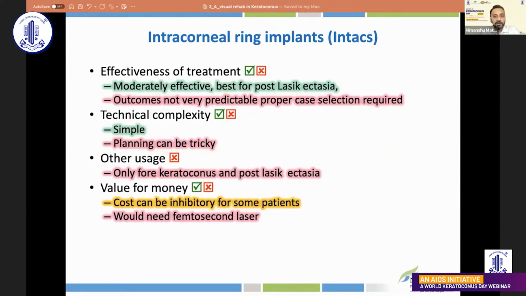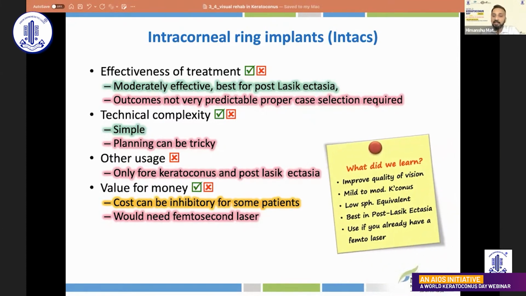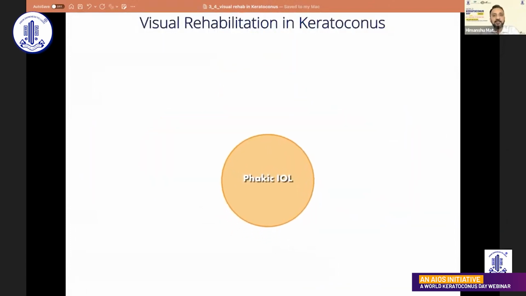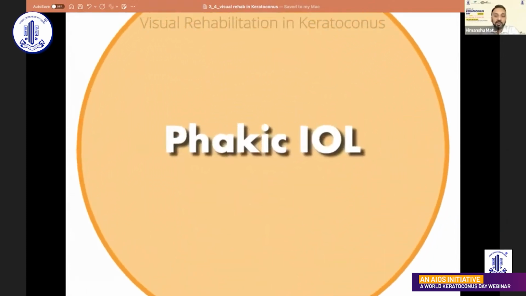Value for money, well, the cost can sometimes be an inhibitory factor for a certain patient, but if we have a femtosecond laser, this is certainly a procedure which can be considered. So what do we learn from here? Intracorneal ring implants or intacs can improve quality of vision in especially mild to moderate keratoconus. Especially if they have low spherical equivalent or low power, it can give very good vision outcome also. It's really the best treatment for post-LASIK ectasia. And if you already have femtosecond laser access, this is certainly a treatment which you can consider in your armamentarium. The next treatment modality is phakic intraocular lens.